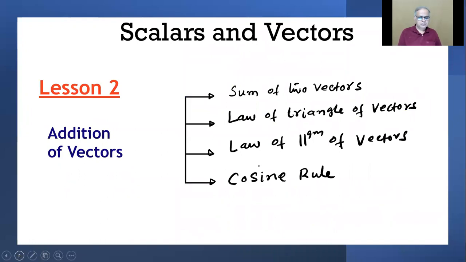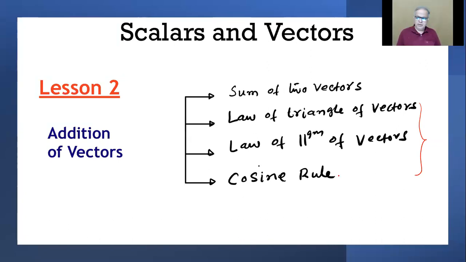Then the most important thing, the addition of vectors, which keeps coming everywhere. What it means to say sum of two vectors, and two things. Actually, these: law of triangular vectors, law of polygonal vectors, and cosine rule are one and the same in principle.